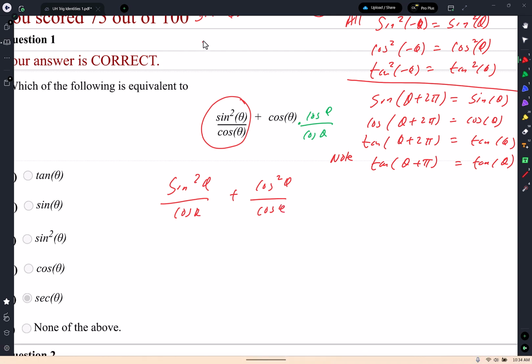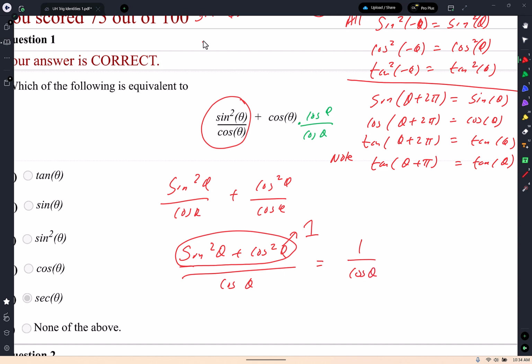Now that the denominator is cosine theta, I can write sine squared theta plus cosine squared theta over cosine theta. And now look, what is sine squared plus cosine squared? 1. So now I have 1 over cosine theta.